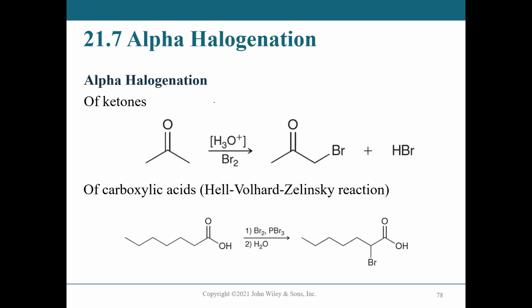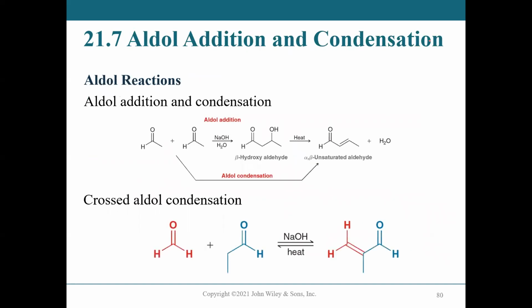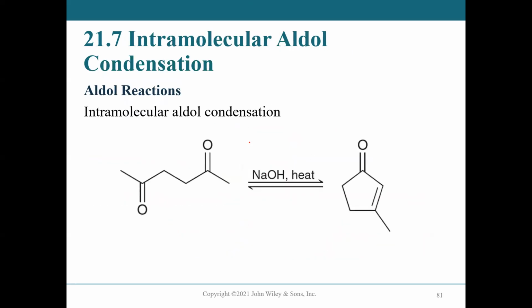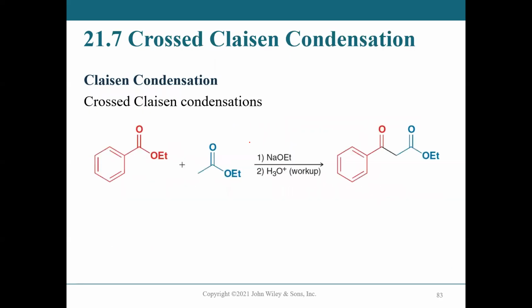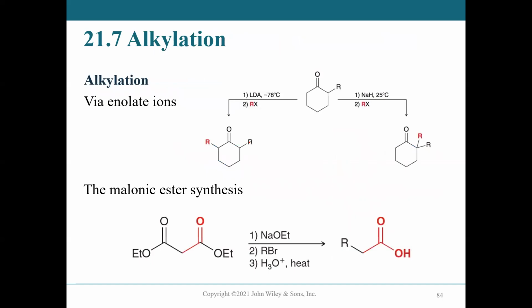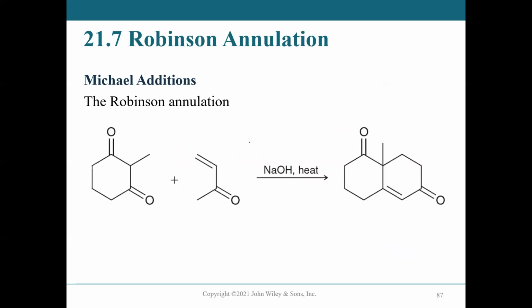Here's an example of alpha halogenation. Show that here. Aldol addition and condensation. Cross aldol condensation. This is stuff we'll see in the homework. Claisen condensation. This is stuff we talked about. Alkylation by enolate. We talked about the Michael addition. The Robinson annulation was just what, and that's it.